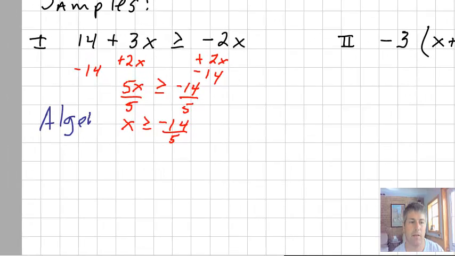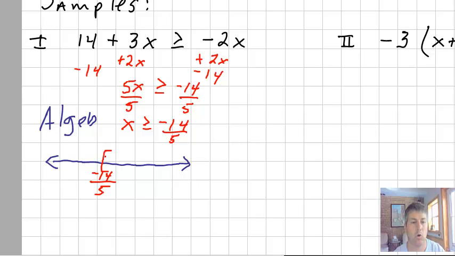There's the algebraic answer. Let's go ahead and graph our solution on the number line. Our critical point is negative 14/5. I really don't care too much where 0 is; I'm assuming you know where 0 is. So I'll put negative 14/5 on our number line. We want to include negative 14/5, so our graph will have a bracket. And we want everything greater than negative 14/5, so it's going to be everything in that direction. So there's our graphing solution.